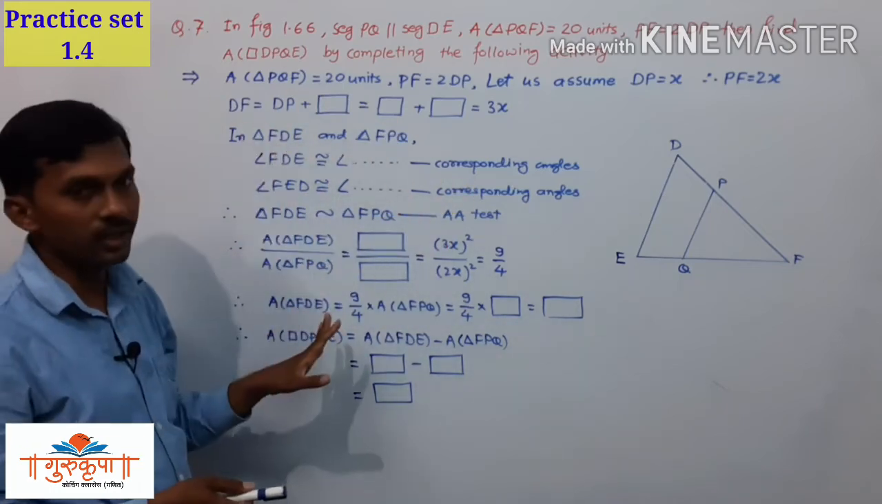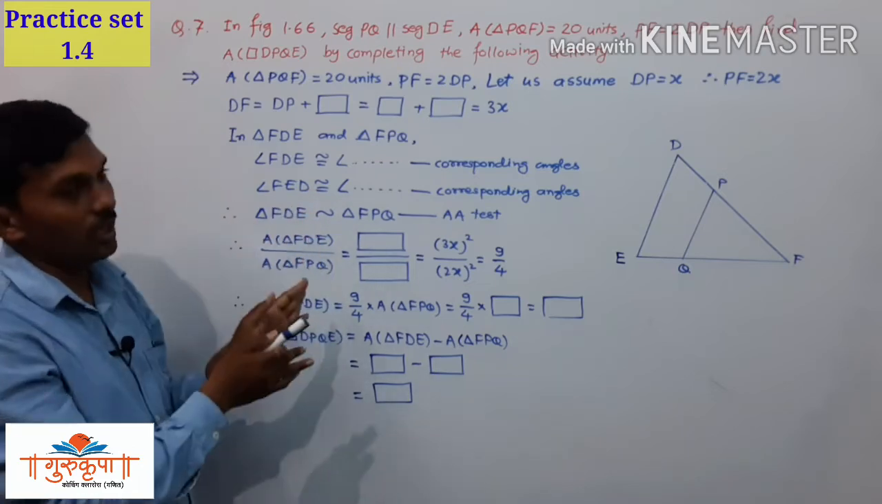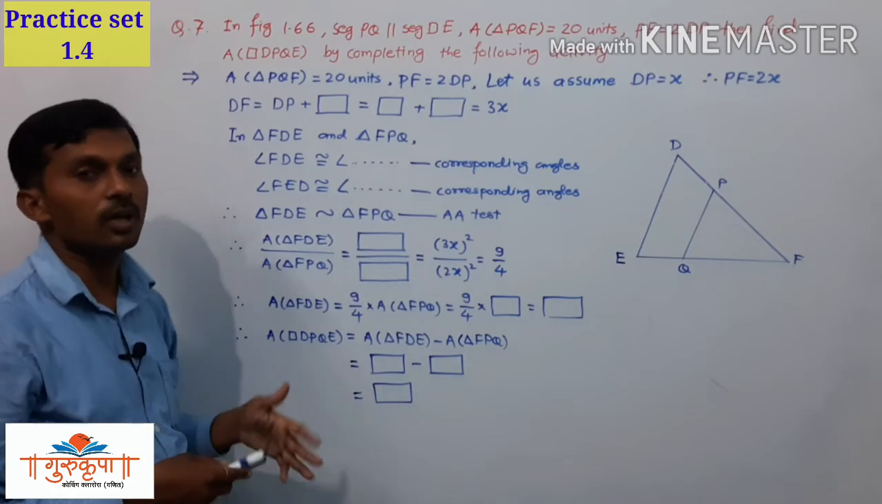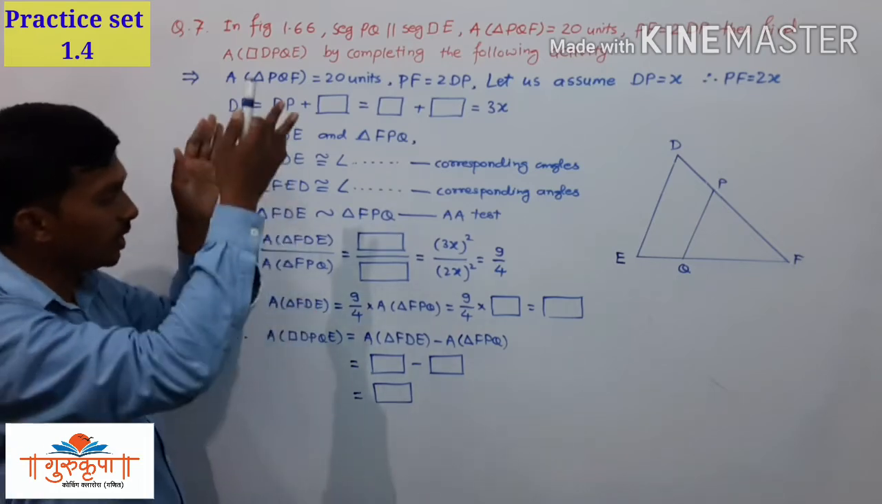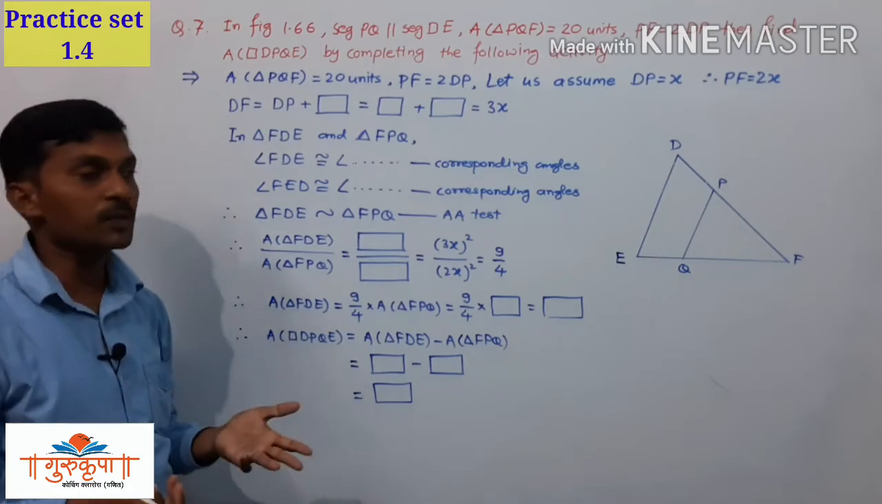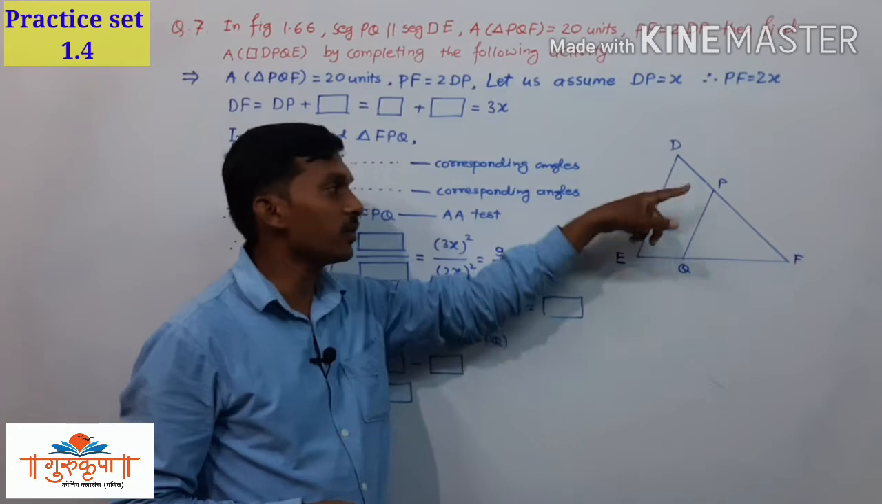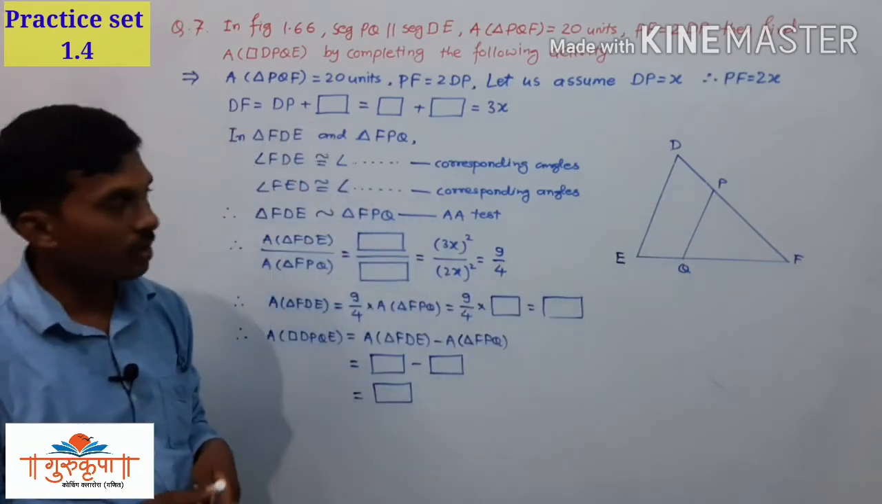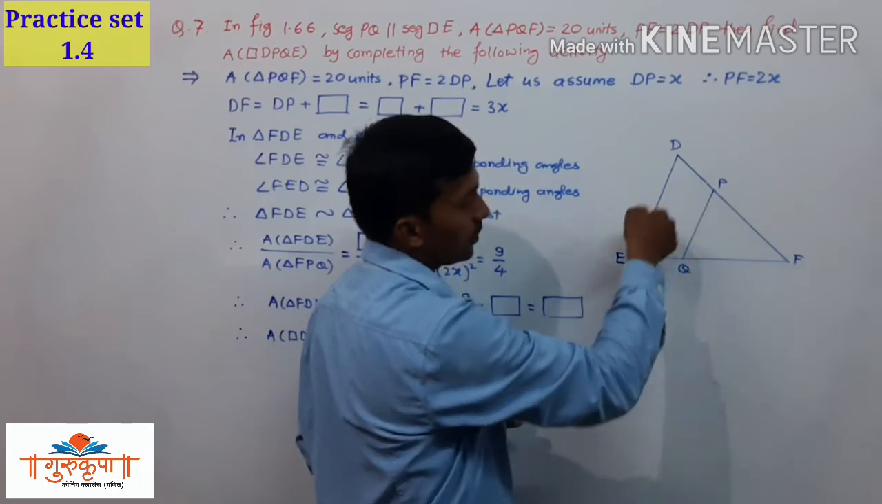It is an activity, so we can easily write the answer. But suppose it is asked as an example. So how can we find the answer? We have to discuss that first and then we will fill the blanks. Suppose the answer is not given here and we have to find the area of quadrilateral DPQE. So how can we find this area of quadrilateral DPQE?